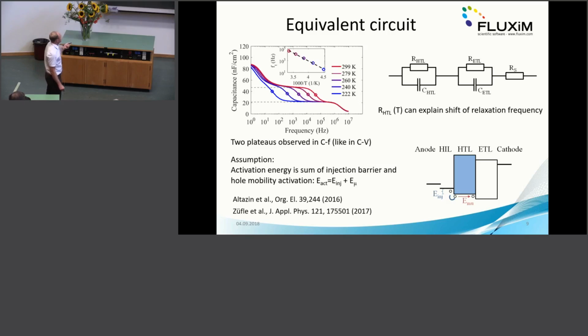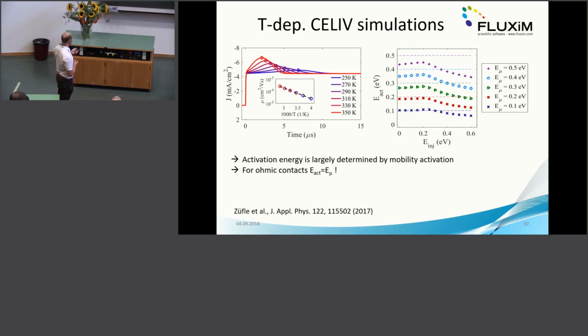And in this case, the question is this conductivity of the whole transport layer. It depends not only on the mobility activation, but also on the injection barrier. So what we would assume is that actually we obtain something like a sum of these two energies. And again, we wanted to find out if these assumptions are true. So we did simulations, and we did many simulations. So we varied both the injection barrier and the mobility activation.